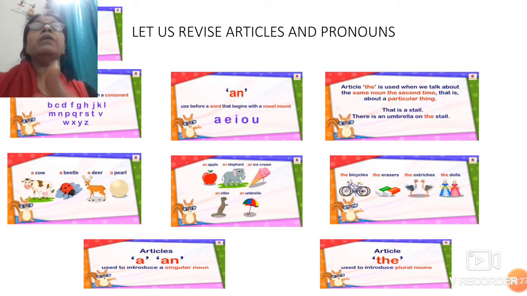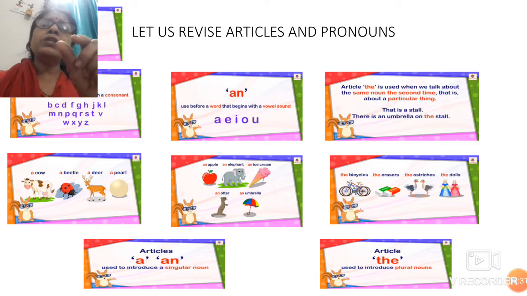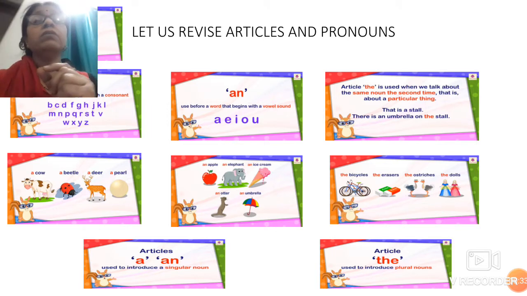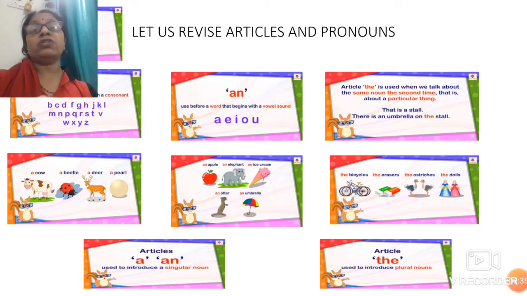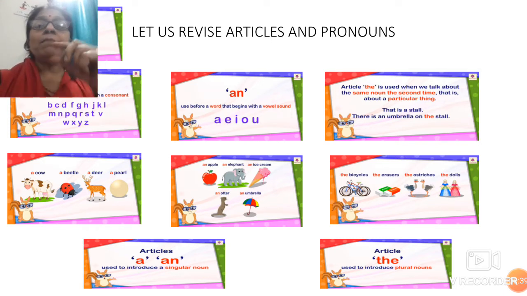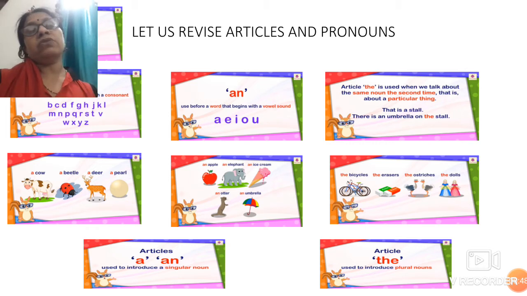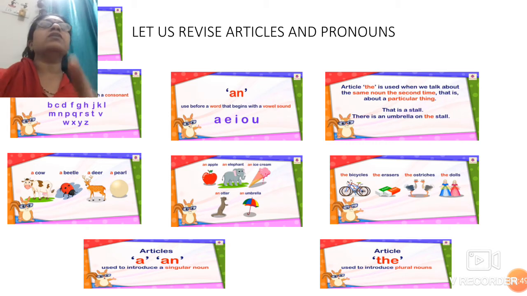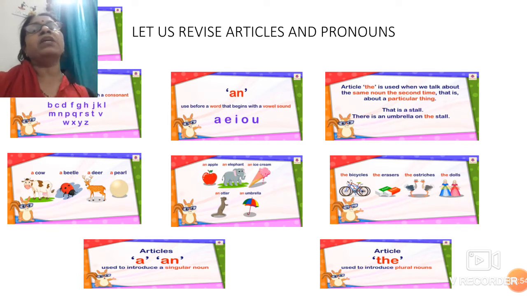The helping verbs like is, are, was, were are 2-letter and 3-letter words, but they play a very important role in the English language. I'm just telling you that helping verbs are very important, but in this class we are going to learn articles and pronouns. As I've already taught you the articles and the pronouns, we are going to do the revision before we begin with the worksheet.